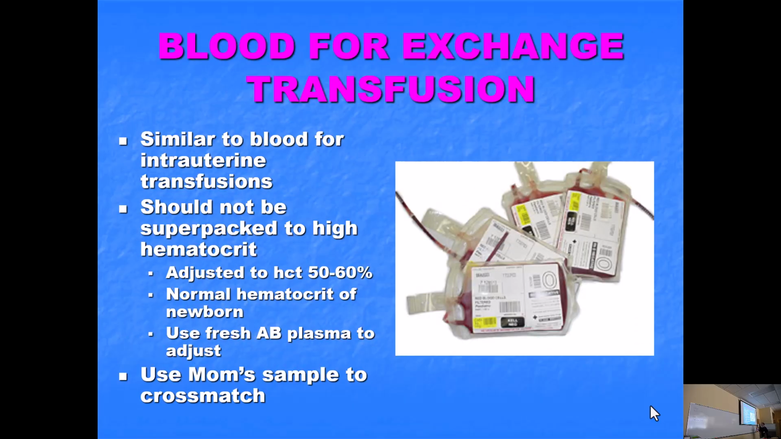Blood for exchange transfusion is very similar to the blood for intrauterine transfusion. Should not be quite so super packed. We're going to adjust the hematocrit to 50 to 60%, which is more than the normal hematocrit of a newborn. We're going to use fresh AB plasma to adjust. Why AB plasma? No antibodies. Yep. We're going to use mom's sample again to cross-match because baby has mom's passive antibodies in their system. So we want to make sure that we're not giving the baby something that mom's antibodies are still going to continue to destroy.